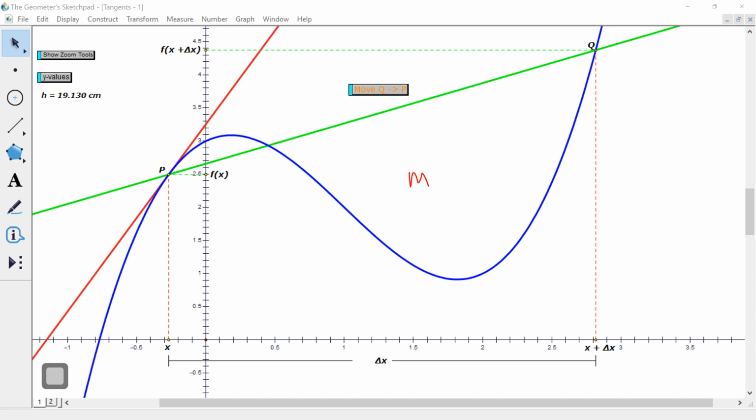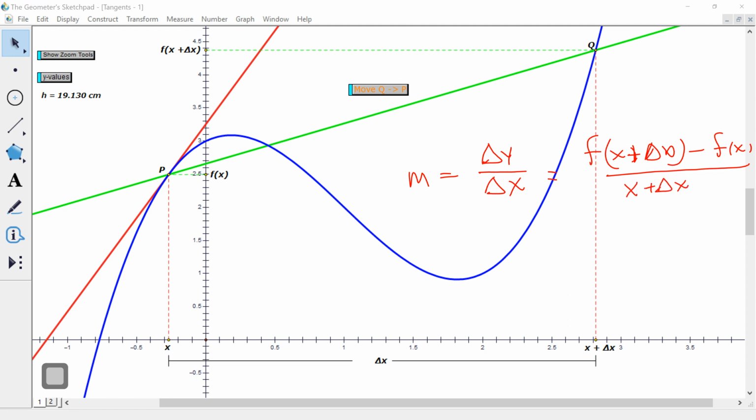Changing y over changing x. Delta y over delta x. Perfect. Now be more specific. F of x plus delta x minus f of x, over x plus delta x minus x, which would be equal to delta x. Does that look familiar? Yeah, you've done that before.